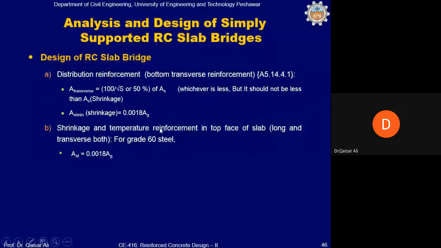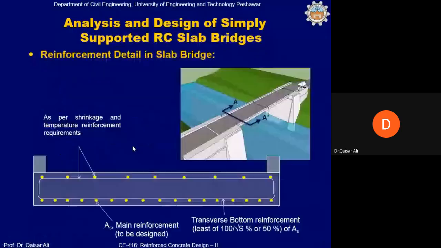Shrinkage and temperature reinforcement in the top face of the slab, long and transverse, will be provided. And if we take a typical section of a slab bridge, it will look like this. The main reinforcement is shown with these dots at the bottom of the bridge, because this is a section taken along the width of the bridge, and this is the length of the bridge. So if we take a section along the width of the bridge, the main reinforcement will look like these dots, which are placed closer to the bottom face in order to take maximum effective depth.